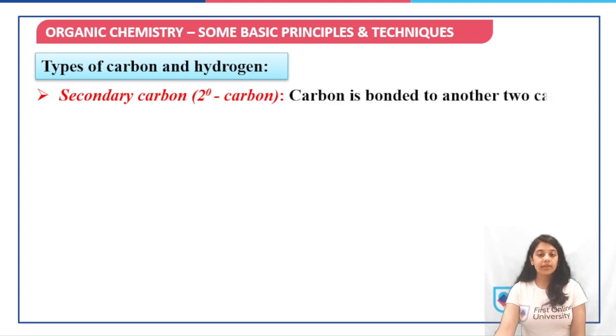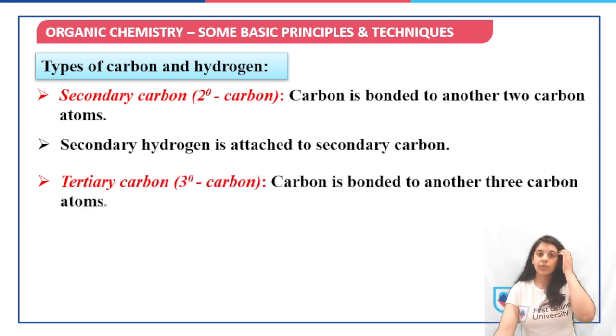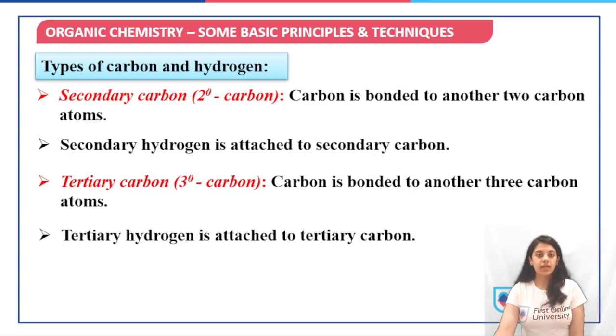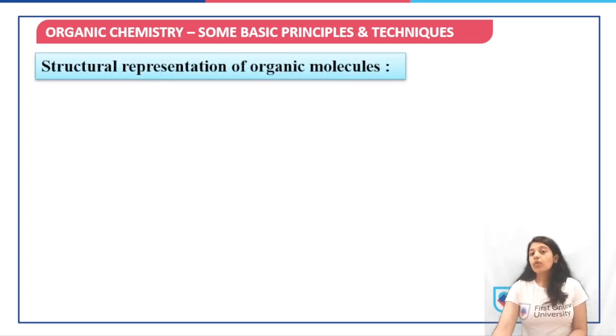Secondary carbon is the one that is bonded to two other carbon atoms. And secondary hydrogen is the one that is attached to secondary carbon. Tertiary carbon or 3-degree carbon is the one that is attached to three other carbon atoms. And tertiary hydrogen is the one that is attached to tertiary carbon. Quaternary carbon or 4-degree carbon is the one that is attached to four other carbon atoms. And therefore, there will not exist any quaternary hydrogen, because when the carbon is bonded to four other carbon atoms, there is no other valency left for hydrogen to be bonded to that carbon.